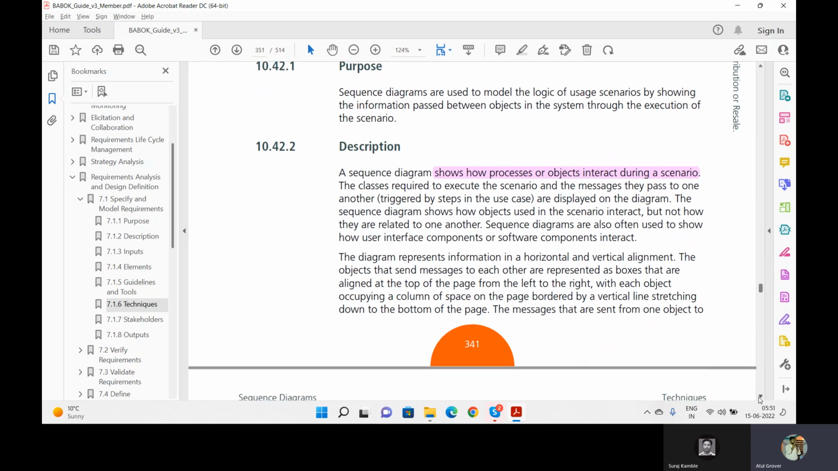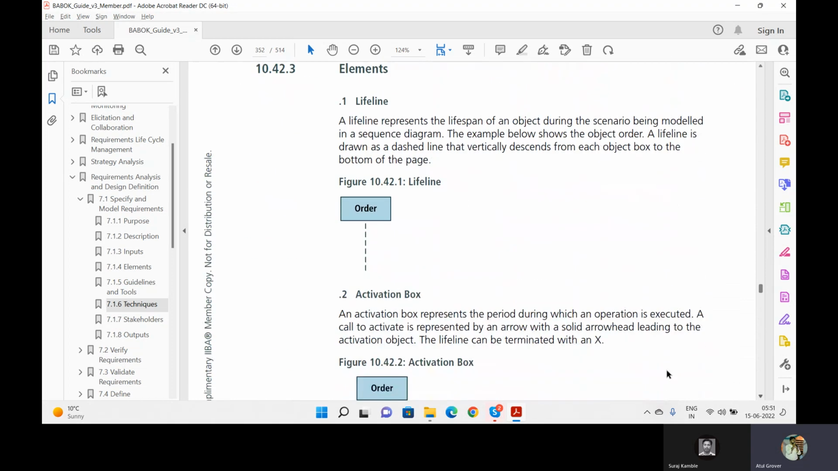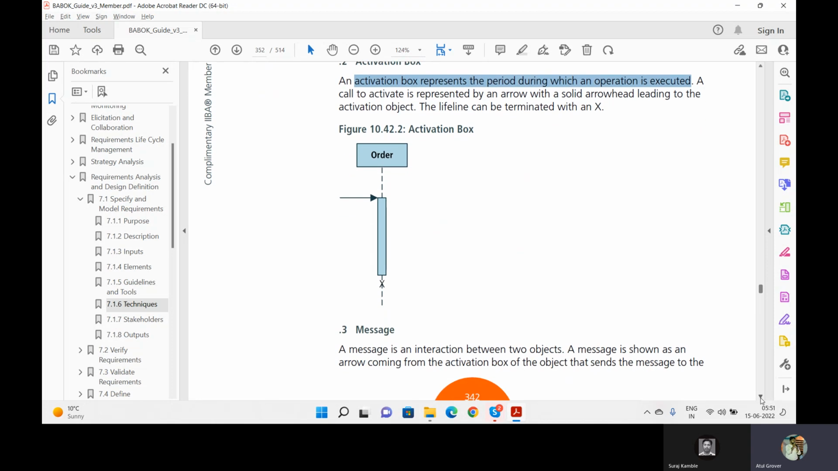So if I show you something here, this says number one, there should be some lifeline. कि कौन किसको connect कर रहा है, like this. This is a lifeline here. Second, the activation box. Activation box represents the period during which an operation is executed. कितने time का box रहेगा वो, 2 घंटे 3 घंटे, तो वो represent ऐसे करते हैं.